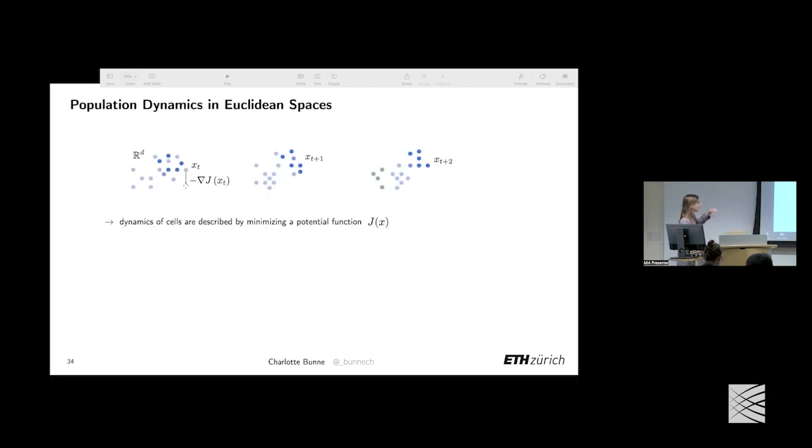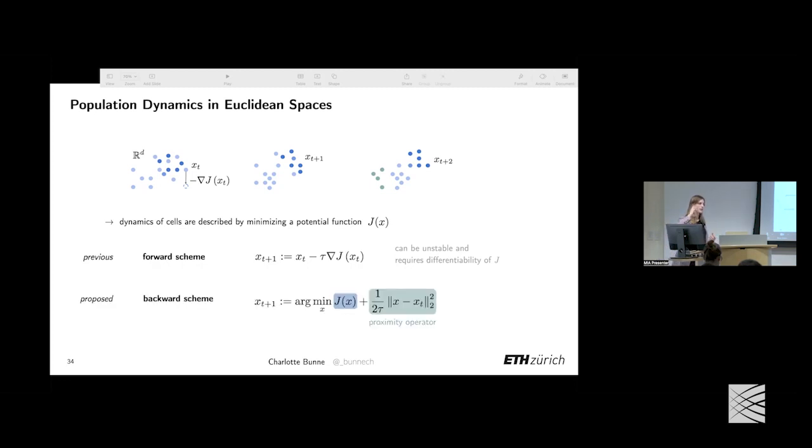And the main assumption we make here is that we can describe the dynamics of cells by minimizing some form of potential function J. So this is the one hypothesis we make. And then the easiest setting is to just say, okay, I can describe in Euclidean space the vector at the next point in time by just following the negative gradient direction. This is well known to be very dependent on the step size we choose, tau, and on certain properties of J. It's known to be somewhat unstable.